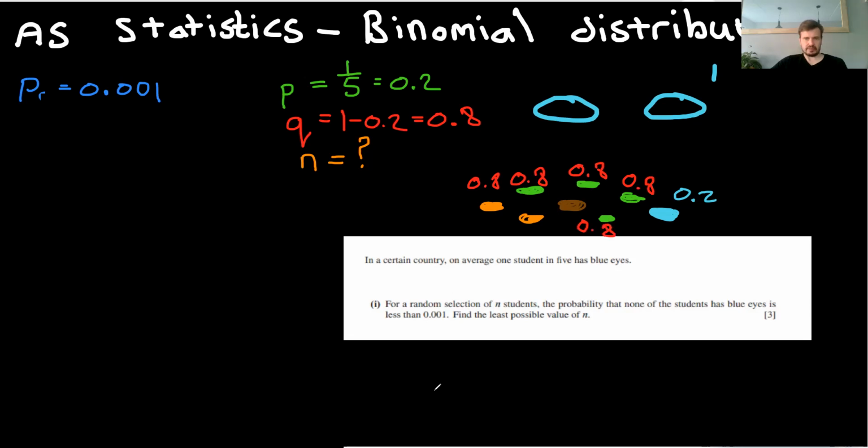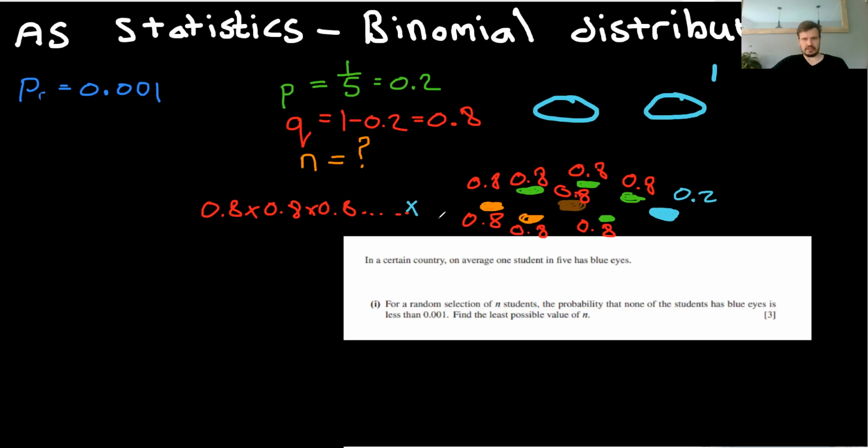So if we were to work out the probability of all of these 0.8s, it would be 0.8 times 0.8 times 0.8 all the way until we got a blue one. So we're not allowed to have a blue one. We would have to have 0 blue eyes. So there would be 0.2 we couldn't have. Now, when we look at the binomial theorem, 0.2 to the power of 0, because there would be none.